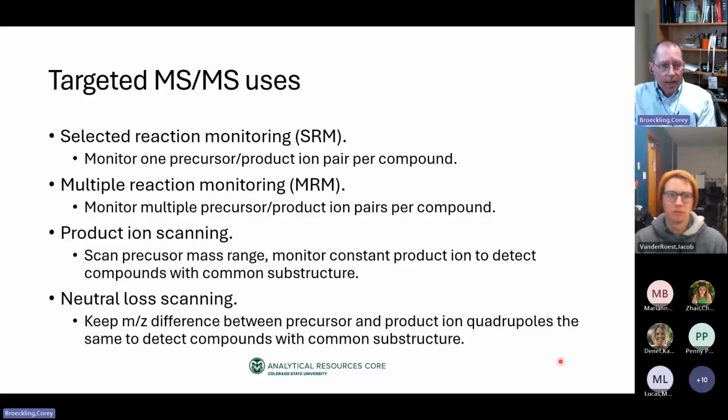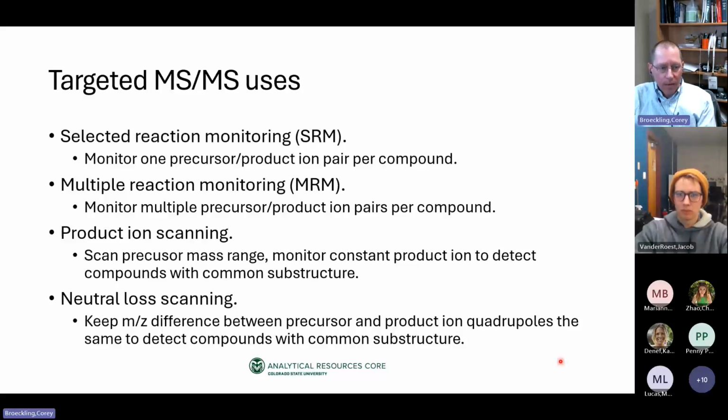This targeted MS-MS assay can be applied in a few different ways. I just wanted to introduce a few of those terms so that when you see this in the literature, you can have at least a working understanding of what this means. Selected reaction monitoring is the process that I just described, where you use your quadrupole to select one precursor, you then have a collision event, a fragmentation event, and use the second quadrupole to monitor one product ion. That is single reaction monitoring.